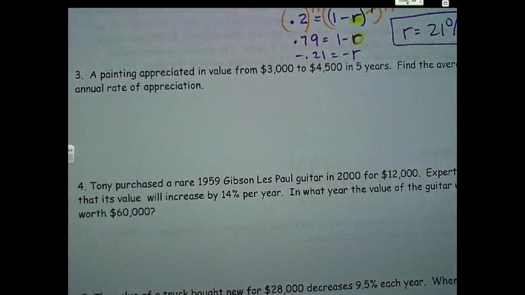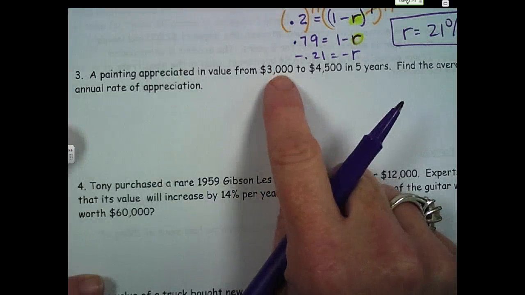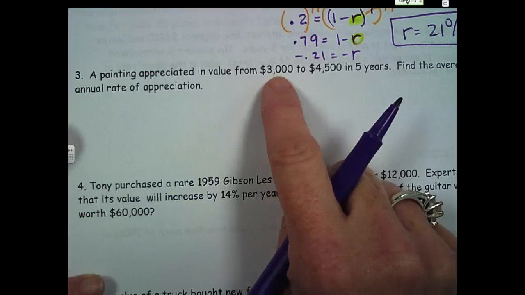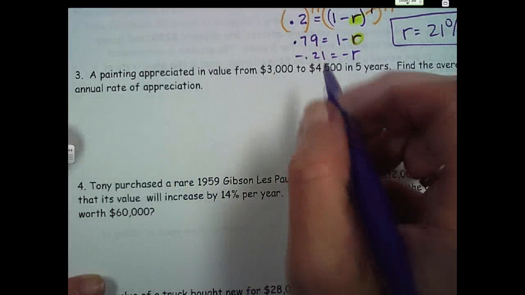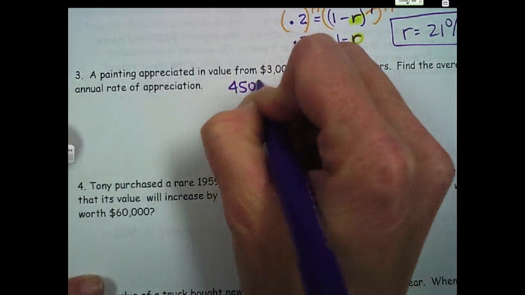Remember, if you mix up original and new, you're just going to get a negative percentage instead of positive. So be careful on these types. The original price was $3,000 and the new price is $4,500. So it looks like this.